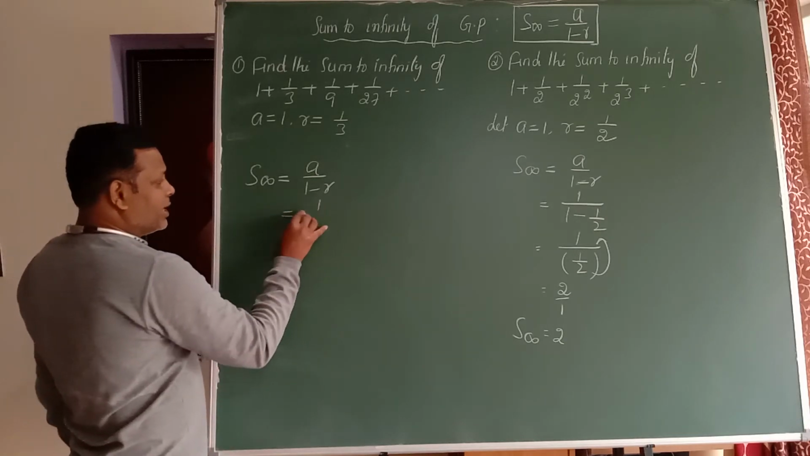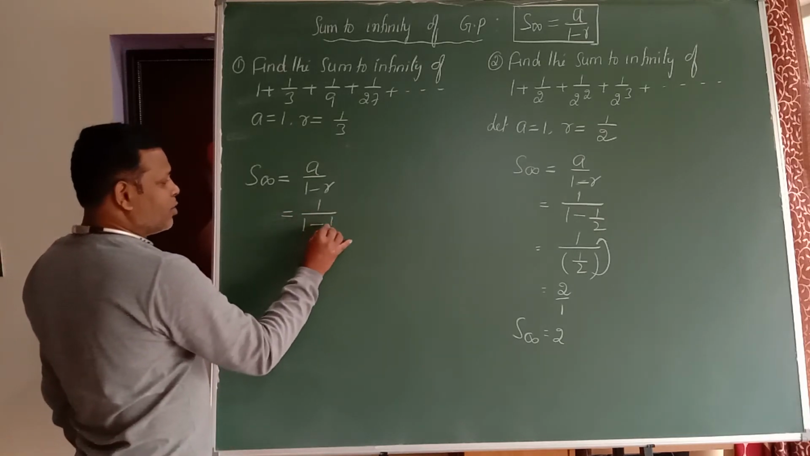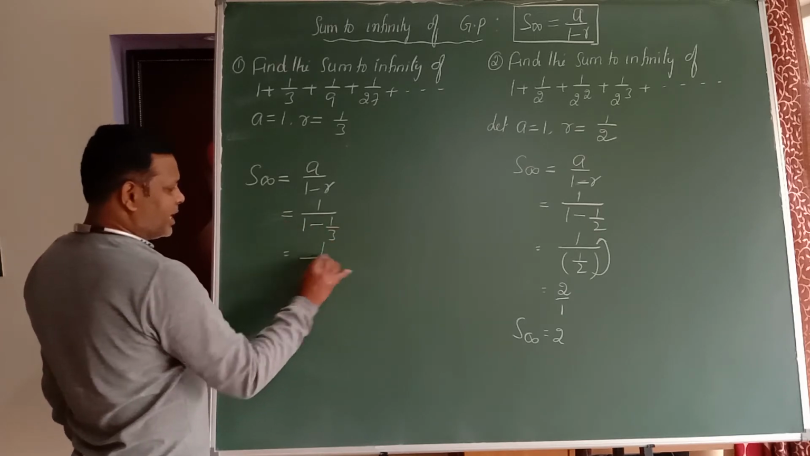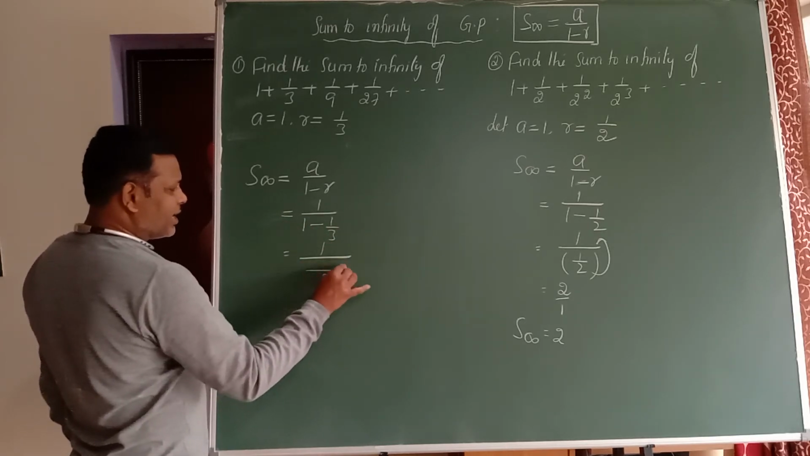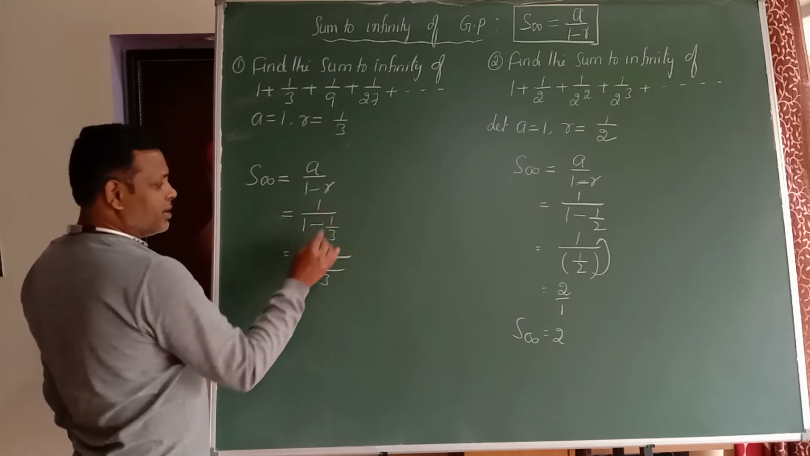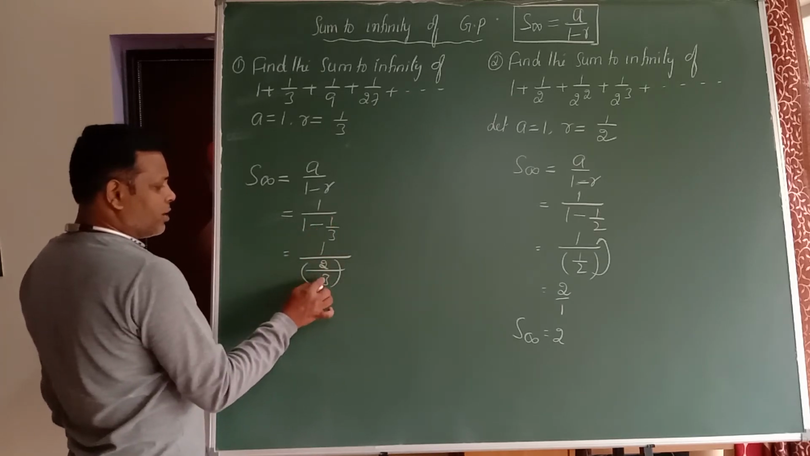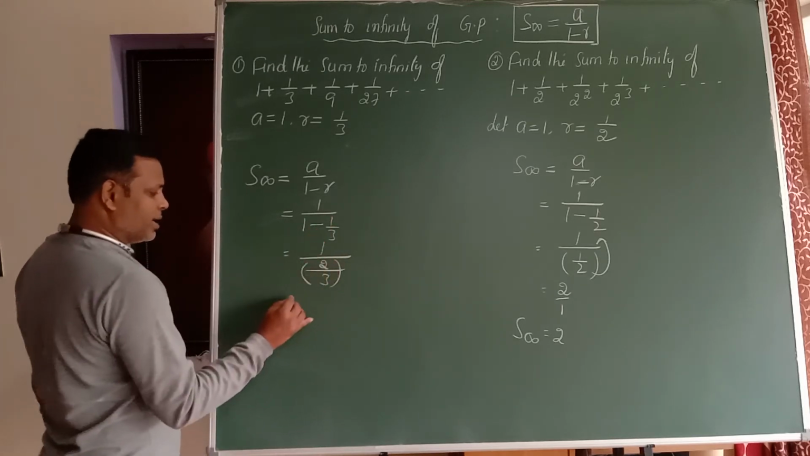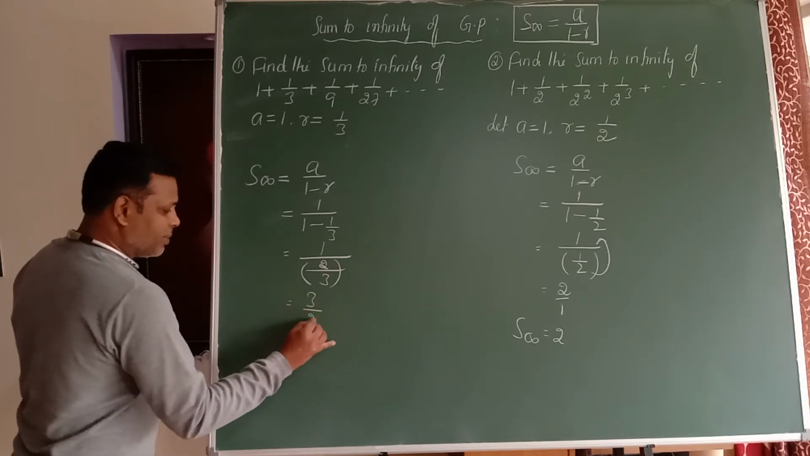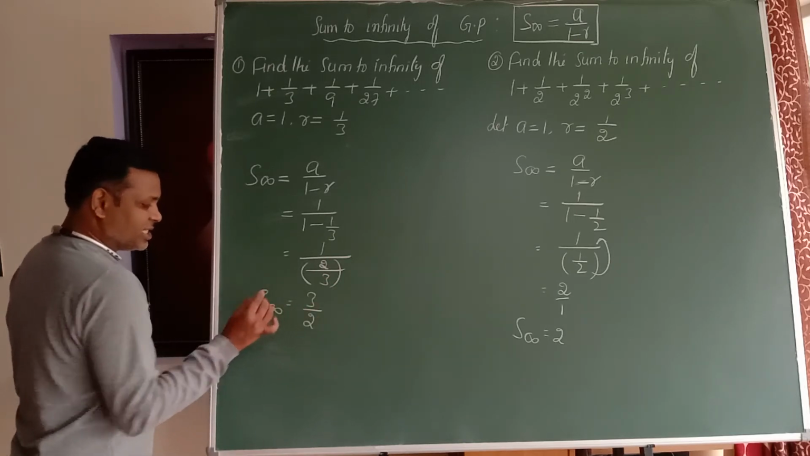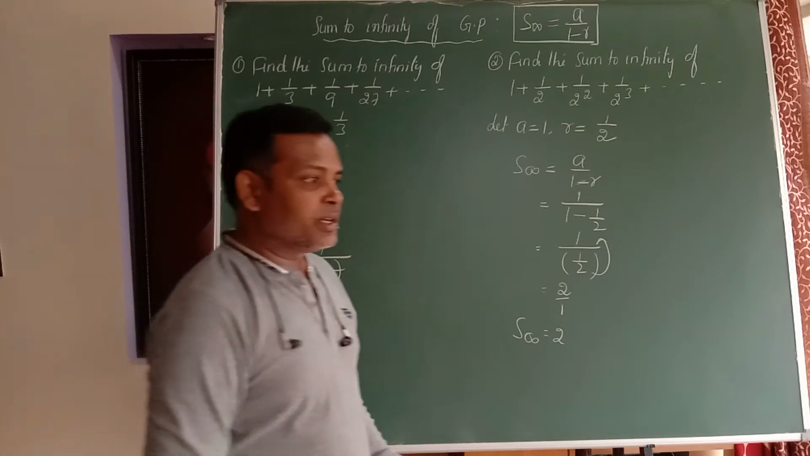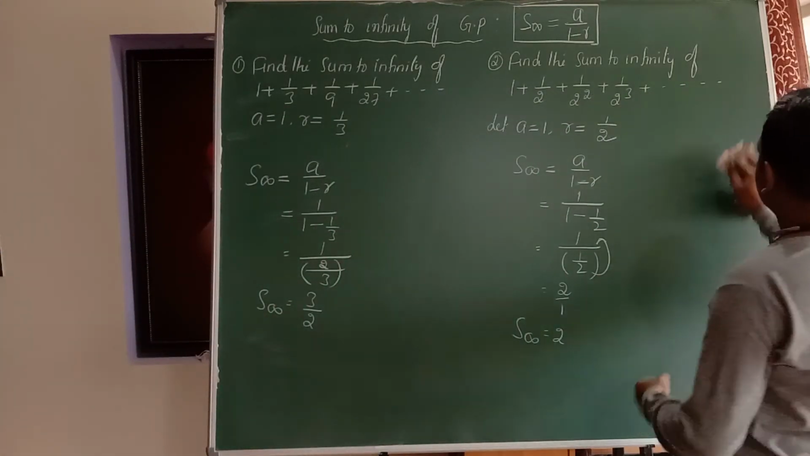A is equal to 1 divided by R is 1 minus 1 by 3. So 1 divided by, take LCM, 3 is the LCM, what happens? 3 minus 1, nothing but 2. Now here this 3 goes up, 1 into 3, that is equal to 3 divided by 2. This is what? S infinity.